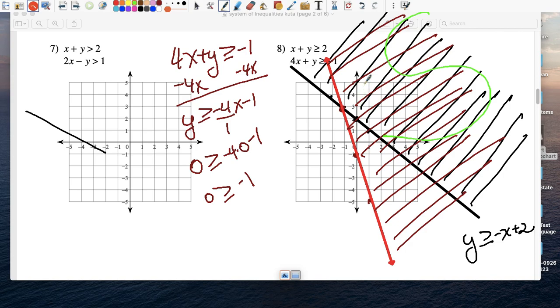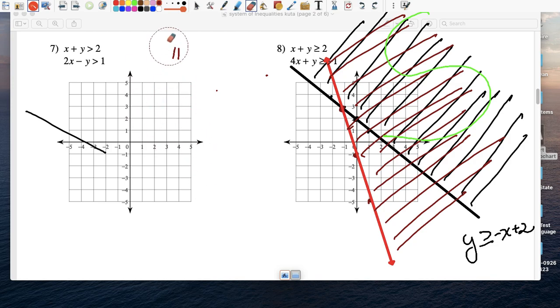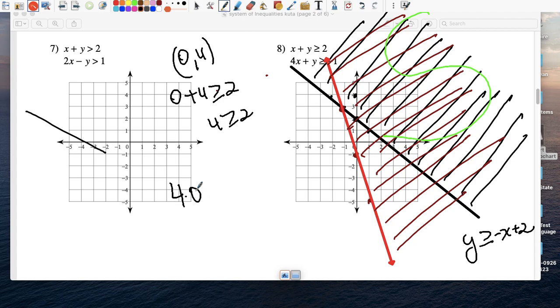And any point there will work. So pick the easiest point you can think of. Let's pick 0 and 4 as my solution. So let's try the point 0, comma 4. For the first inequality, I get 0 plus 4 greater or equal to 2, and that's obviously true. For the second inequality, I get 4 times 0 plus 4 greater or equal to -1. So 4 times 0 is 0, and we get 4 greater or equal to -1, which is true. So that point worked, and we're good.